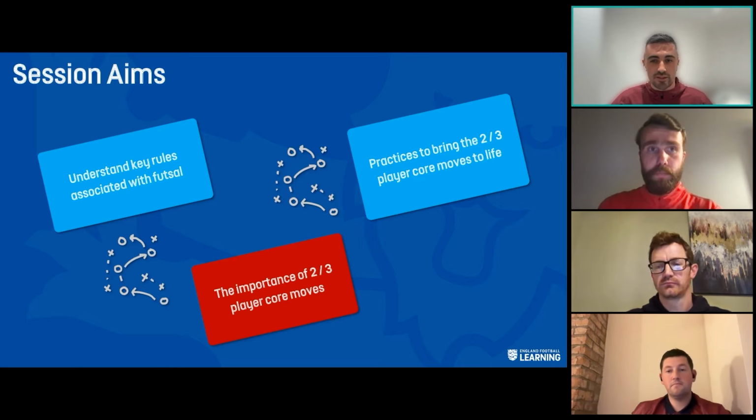So without further ado, we'll get diving into the first theme this evening, which is looking at the key rules associated with futsal. I'm going to leave this in the hands of the experts now. So Rambo, I'll hand over to you to go through this first theme.